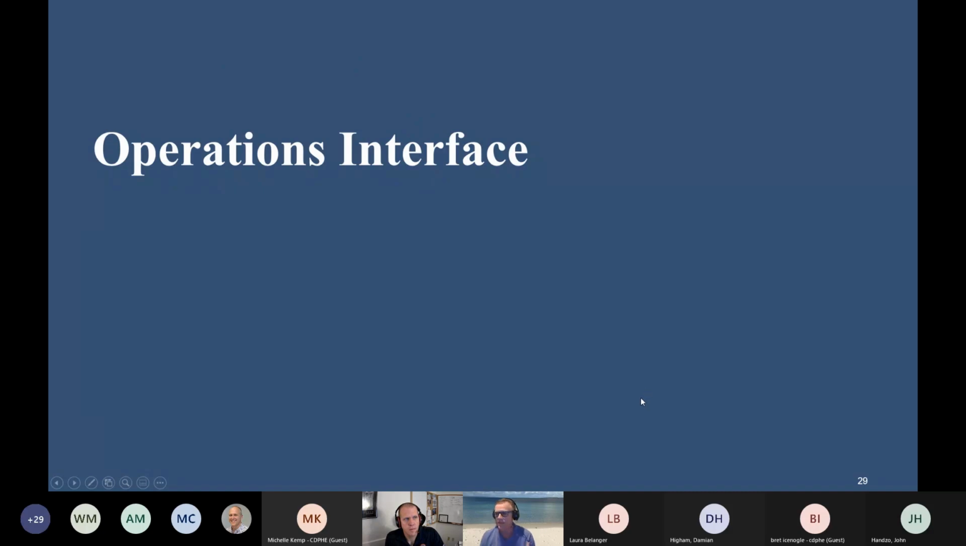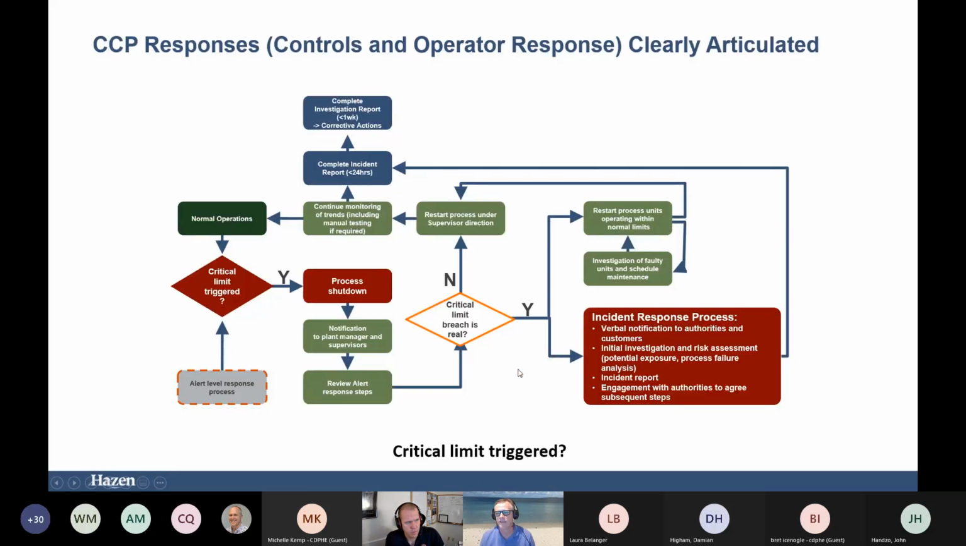So lastly, I just wanted to touch on the importance of the operations interface from this critical control point process, because ultimately it's the operations team that takes custody of this system and operates it through the life of the plant and is responsible for the maintenance, for the operations, for the monitoring, for the regulatory reporting of these systems as we move ahead. And developing well thought through control and operational response procedures is really important.